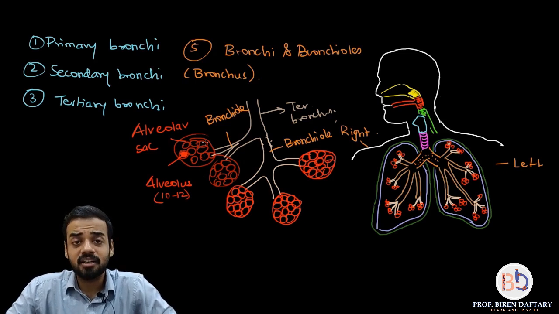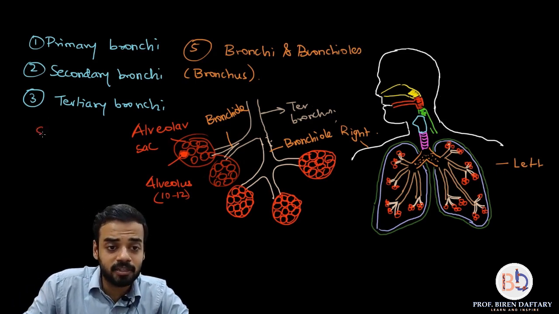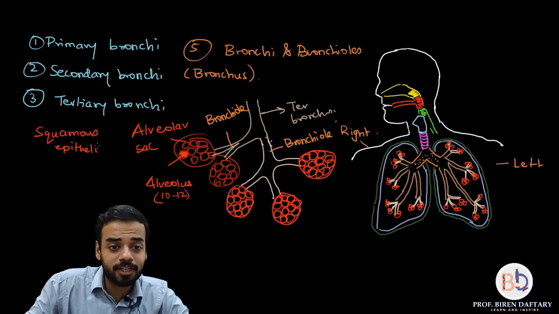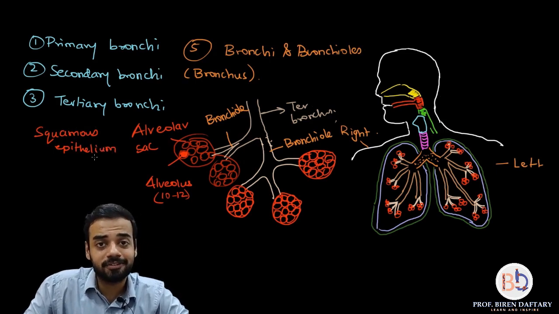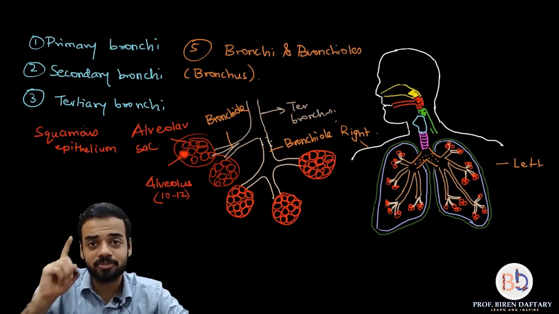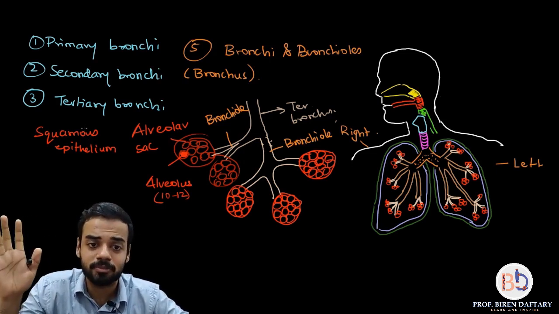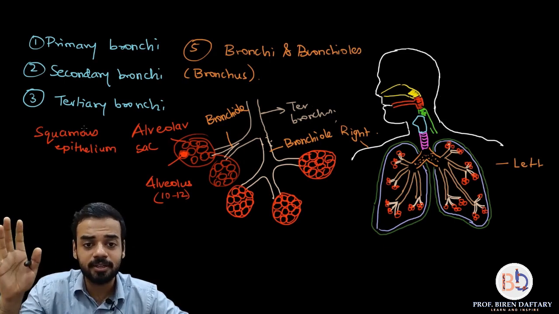So is that clear? Now alveoli is made up of a membrane which is called squamous epithelium. Trachea is made up of, can you remember, pseudostratified ciliated epithelium. This is made up of squamous epithelium, a single layer of cells, connected to connective tissue through a basement membrane. So is that clear?